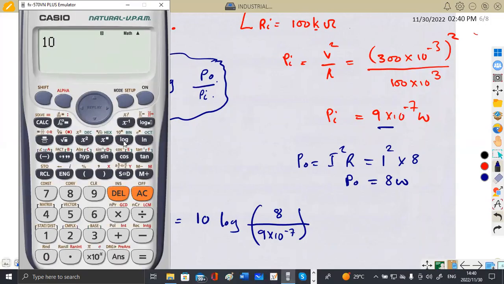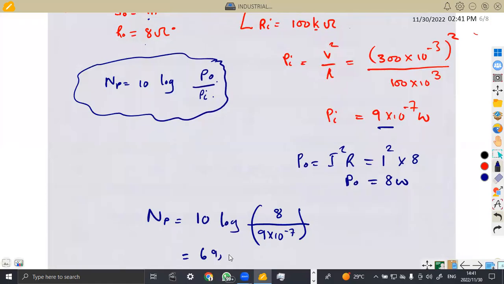That's 10 log, just put a fraction here, 8 over 9 times 10 to the exponent of negative 7. So that's it. Let's put this fraction properly closed here. So we can have 69,488. Okay, so that is it. There is 69,488 decibels. So that is our gain from that part that we had.